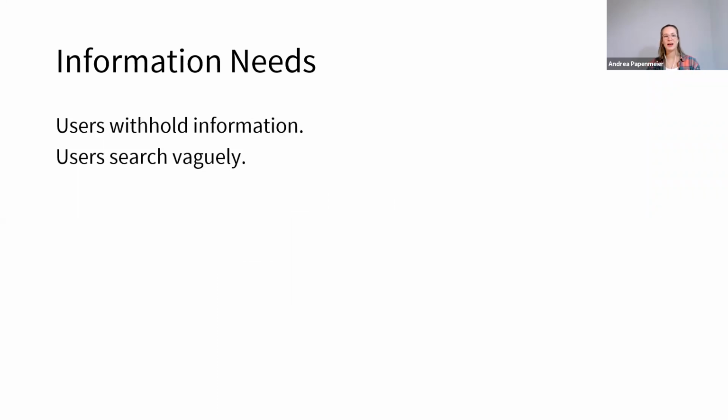Okay, so summing up, we have learned two important things about user information needs in product search. I want to be very clear, I'm not saying that search engines that exist today are particularly bad, but I think our findings show that we could do more to support the users and make it easier for them, and maybe leave them with a better feeling and feeling more confident about what they found, and that they found exactly what they were looking for. So we found that users withhold information even though they could explain more about the information need, and they are searching in a vague way.